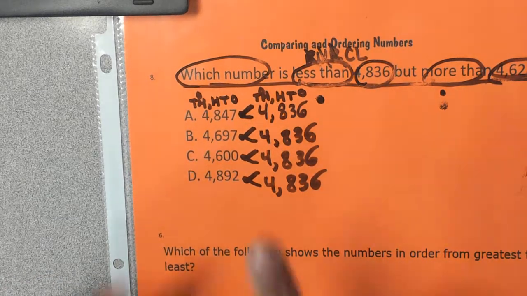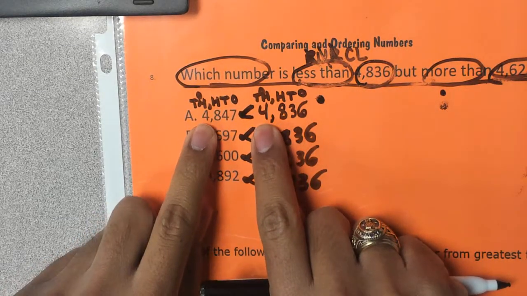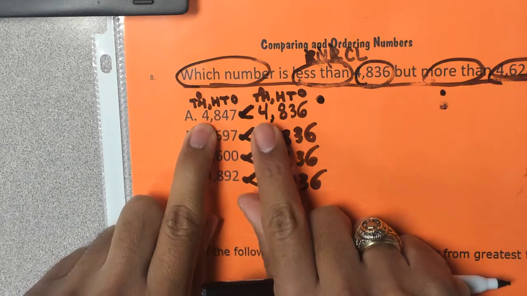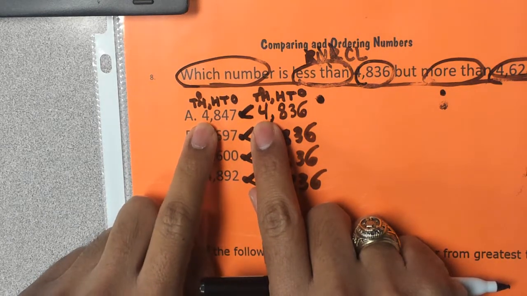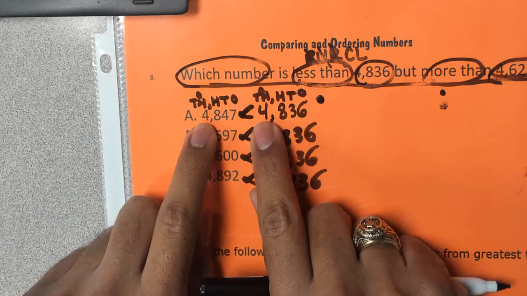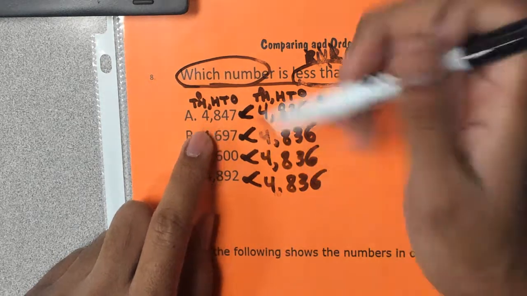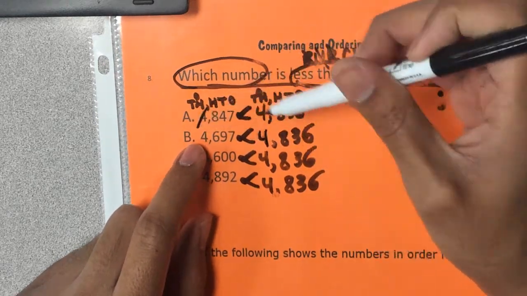Since we want to start in the biggest place value, let's put our fingers on the 1,000s and the 1,000s. So let's see. Which one is bigger, 4 or 4,000? Well, they're both the same, so that's not going to help me. So let's cross them off.